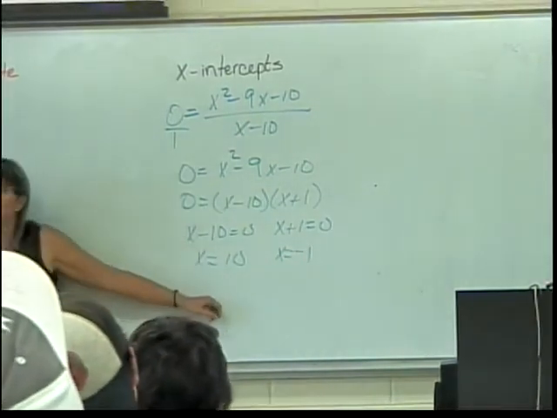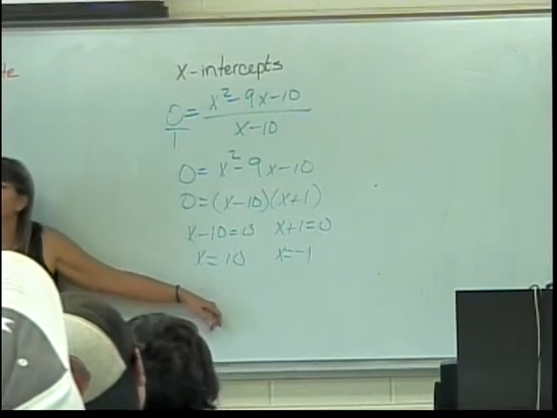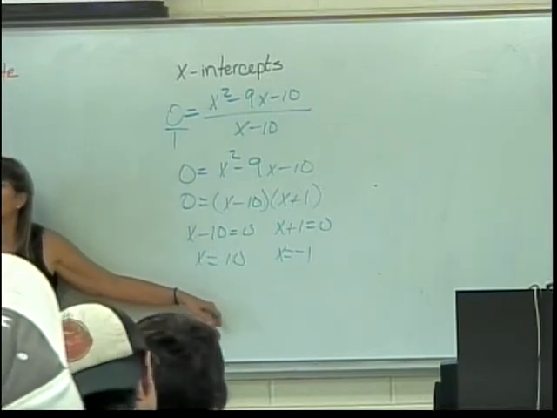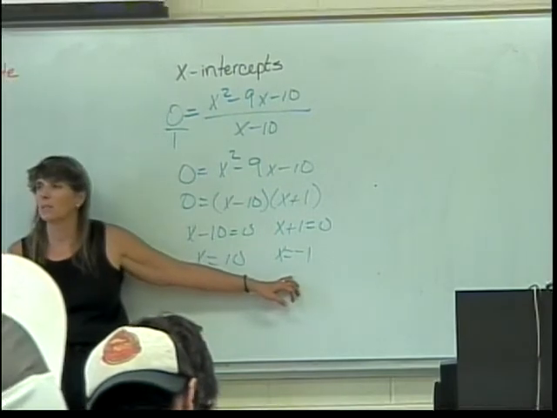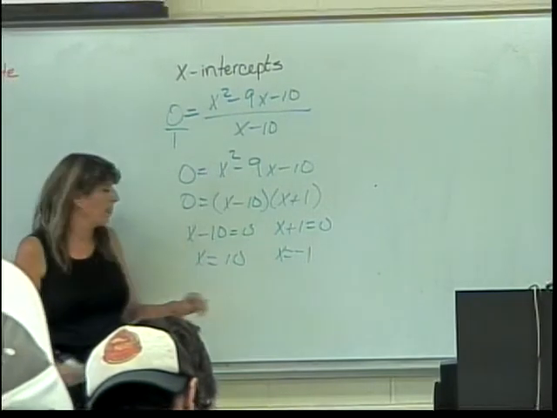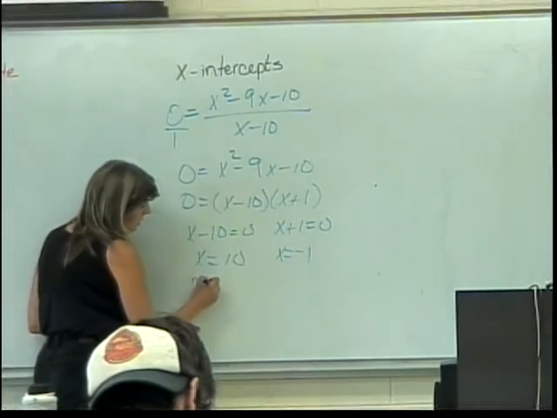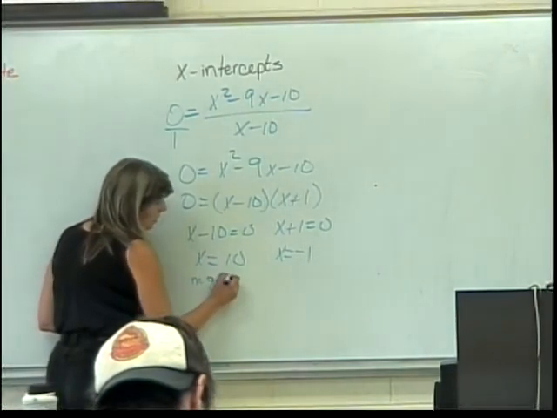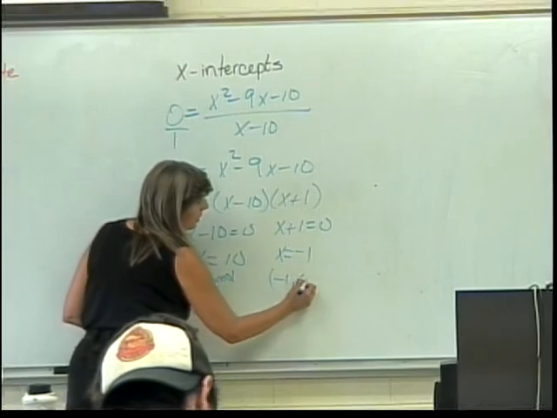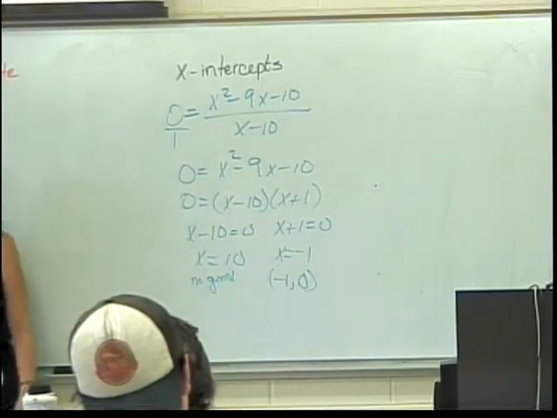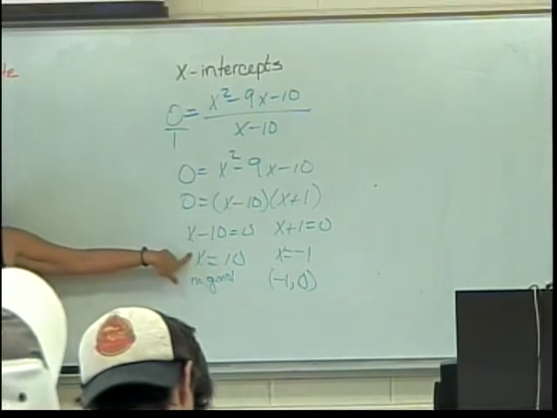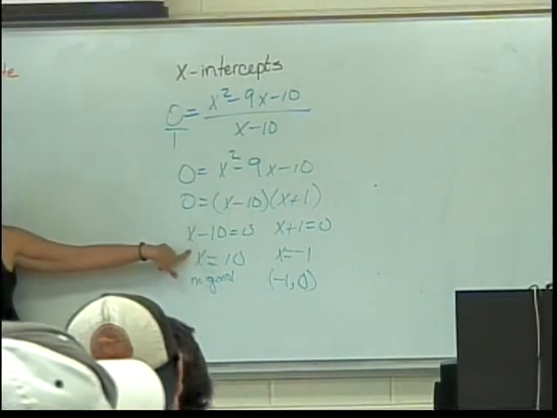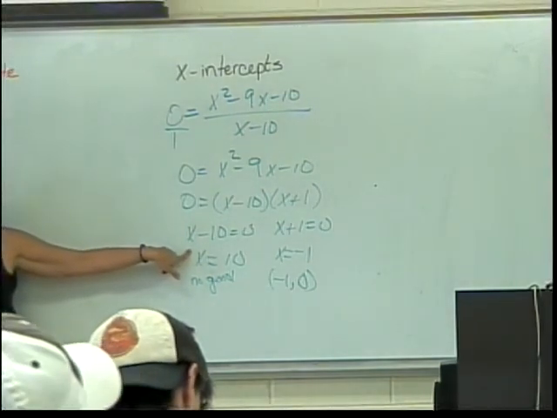What's wrong with x equals 10? It makes my denominator 0. Is that a problem? Yeah. Is there anything wrong with x equals negative 1? No. So this one is no good because it makes the denominator 0, but negative 1, 0 is okay. By the way, had I made you find the domain, you would have already removed x equals 10, and you would have said, oh, 10's not in the domain, so I can't have it.